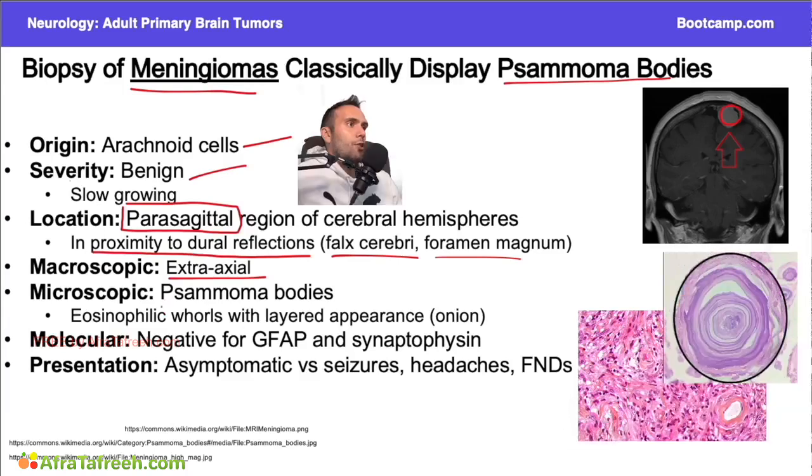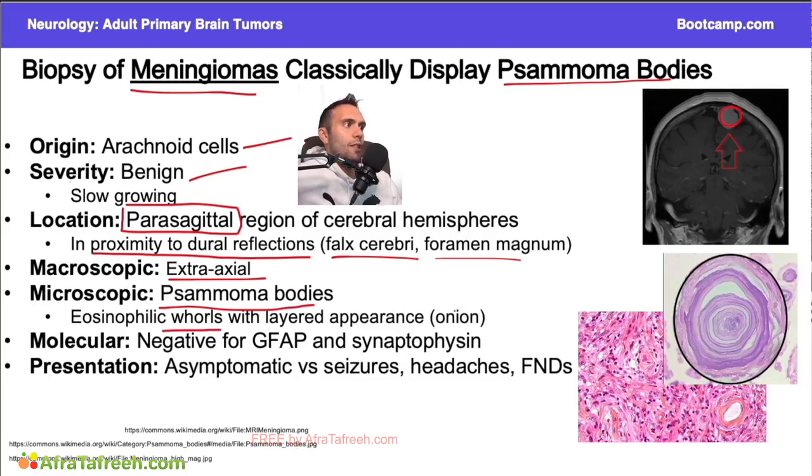Now, the classic microscopic finding here is going to be these psammoma bodies. And these classically are described as having a whorled appearance, okay, kind of like an onion. And I know we've used this kind of onion layer description before, I think when we talked about the Pacinian corpuscles. But again, it's the same concept here with these psammoma bodies.